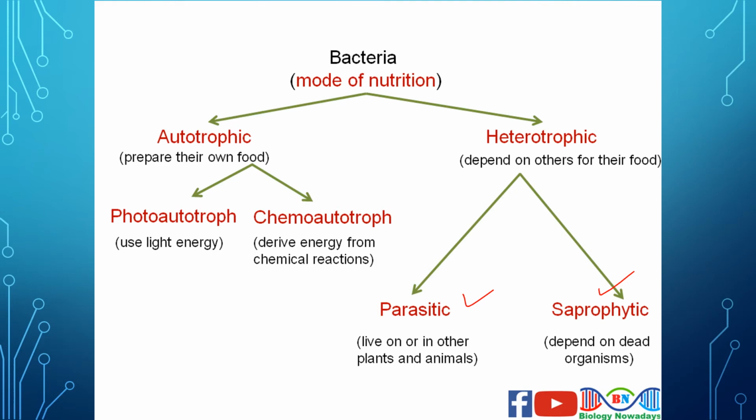Parasitic are the ones which depend on other plants and animals, which live on or in other plants and animals. Those are parasitic in nature. Saprophytic are the ones which depend on the dead decaying organic matter. So this is nothing but what we call parasites and saprophytes.